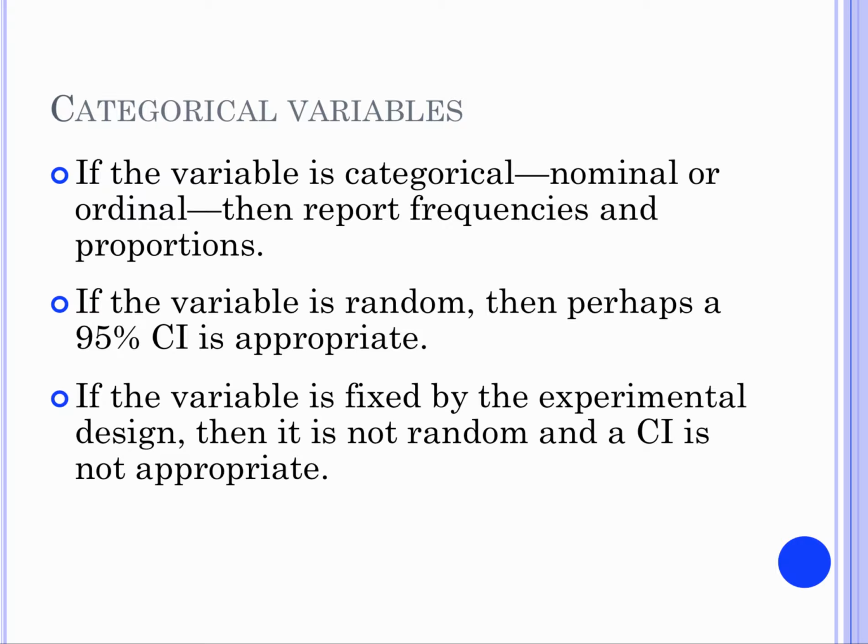For categorical variables, where your responses are in groups, either nominal or ordinal, then report the frequencies and proportions. 95% confidence intervals may also be appropriate. If the variable is fixed by the experimental design, then the 95% confidence intervals are not appropriate. For example, you wouldn't put a 95% confidence interval about the gender, about male or female. Those are fixed variables and they do not change, and so an estimation of the proportion there is generally not appropriate.